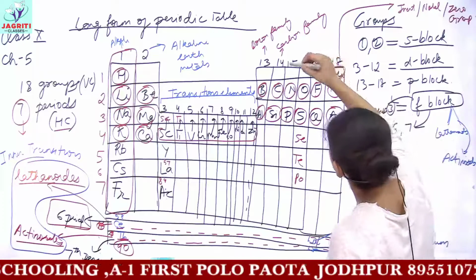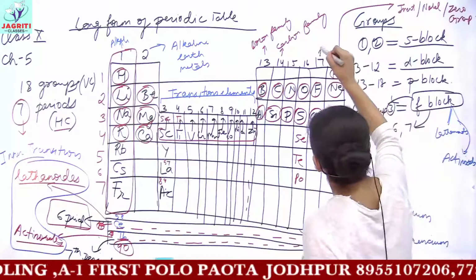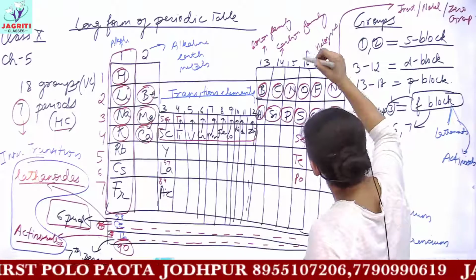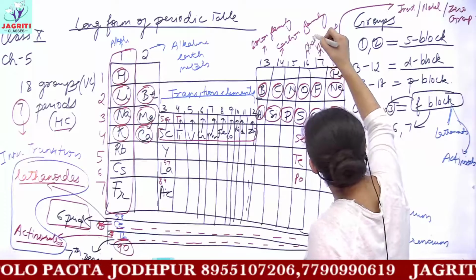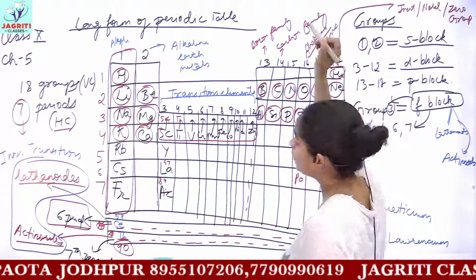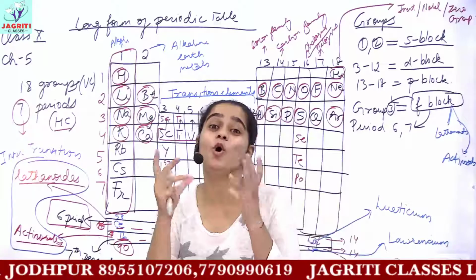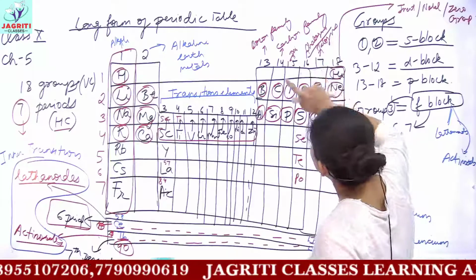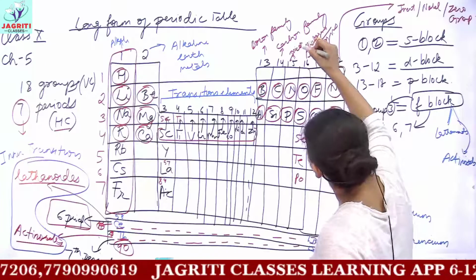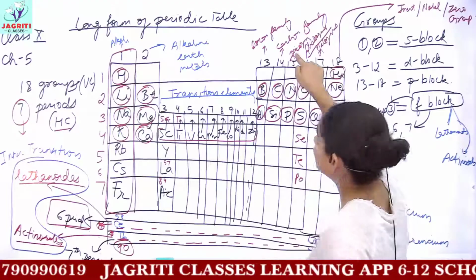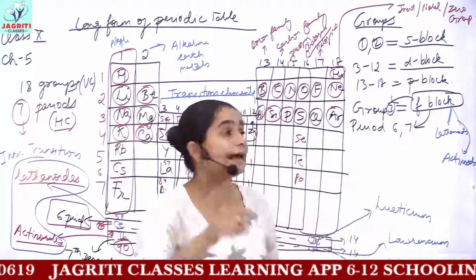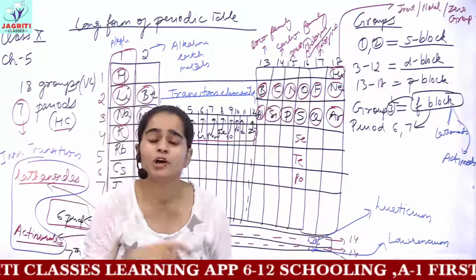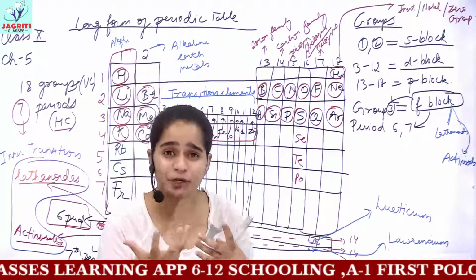Then you have some other common names. This 17th group is called halogens. The 16th group is called chalcogens. Why are they called chalcogens? Because they have the ability to form ores. And this 15th group is called pnicogens, P-N-I-C-O-G-E-N. Here the P is silent, so I am pronouncing it as nicogens. Why are they called pnicogens, the nitrogen family? Because they have certain suffocating properties.